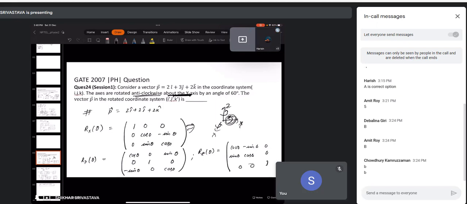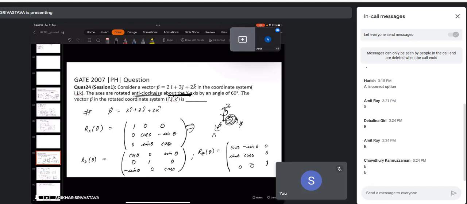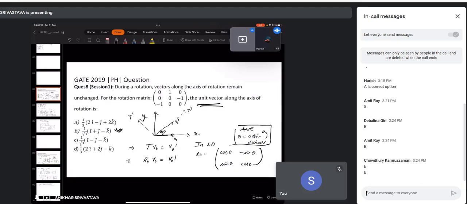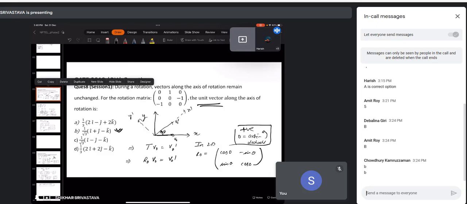Yes, sir. Sir, can you very briefly tell us how to remember these rotation matrices, or how do they actually come? In order to remember, if you remember in two dimensions, like in two dimensions, you can see.